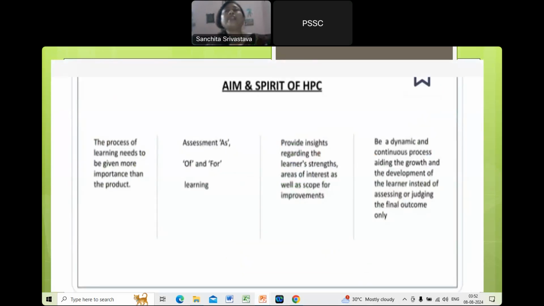Now, what are the aims and spirit of HPC? You see, the process of learning needs to be given more importance than the product. For example, the child has tried to answer all the questions. No doubt some answers may be wrong, but the spirit of answering should be appreciated, isn't it?